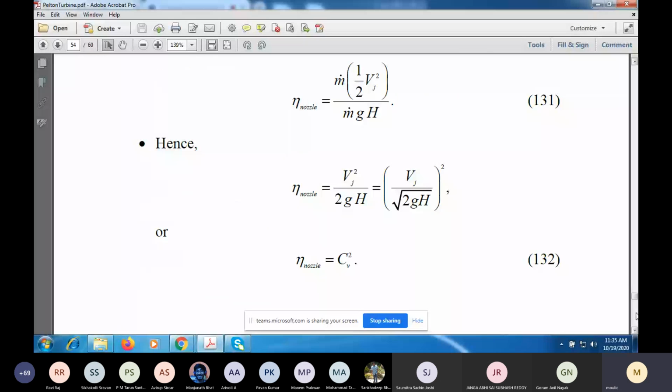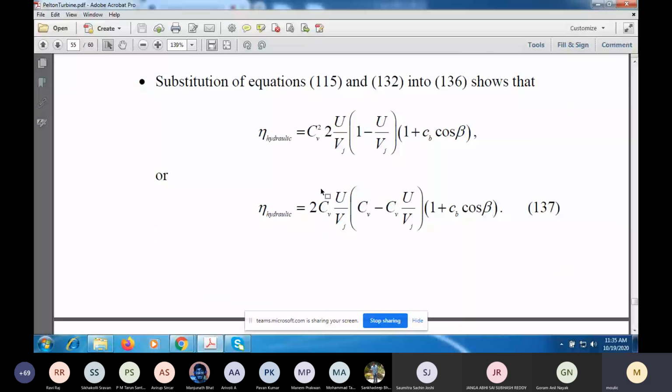So we'll have CV square multiplied with this quantity. Now CV square I can write as one CV into another CV. So for convenience, to get it in a neat form, I've written this expression as, I've kept the 2 outside and one CV inside, CV into E by Vj, and the other CV I have moved inside this parenthesis and written it as CV minus CV times U by Vj. And this factor outside I've left as it is.